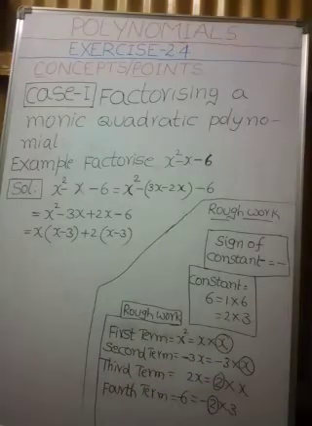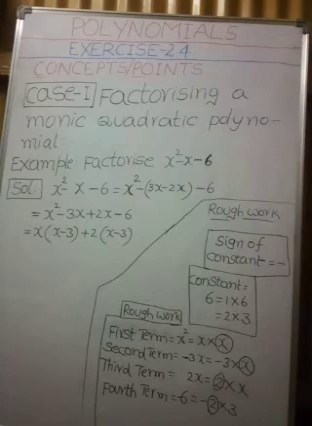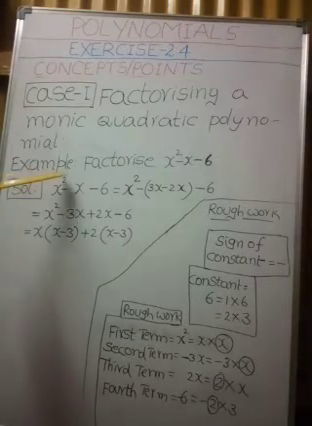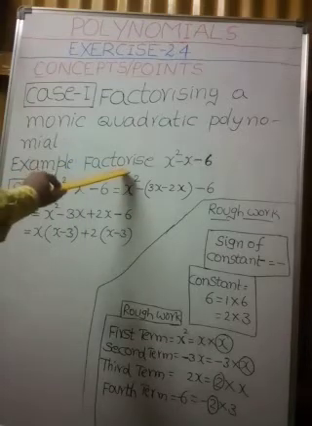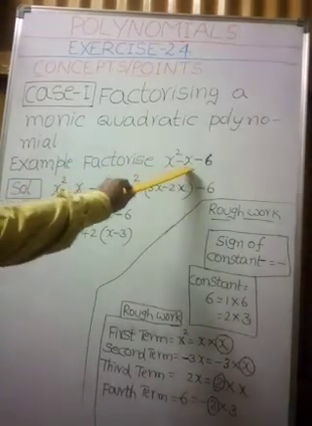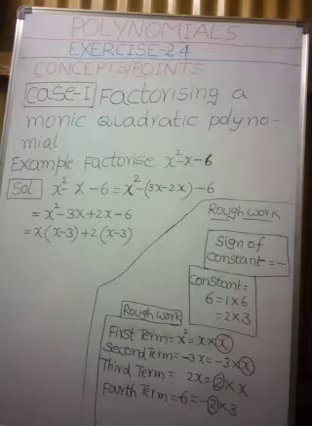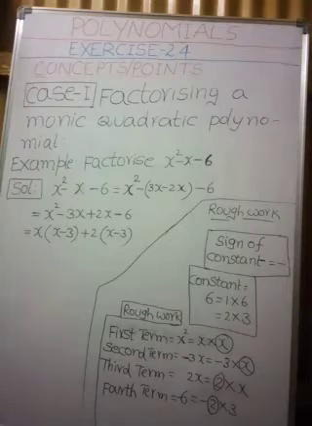To make this point very clear to you, I am taking another example to factorize a monic quadratic polynomial. Okay, my dear children? See another example. Factorize x square minus x minus 6. We have to factorize this monic quadratic polynomial. This is also a monic quadratic polynomial. How can you say this is a monic quadratic polynomial?